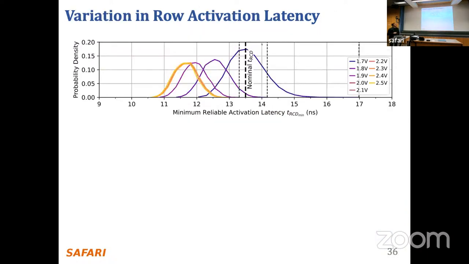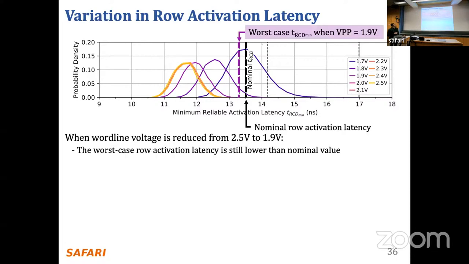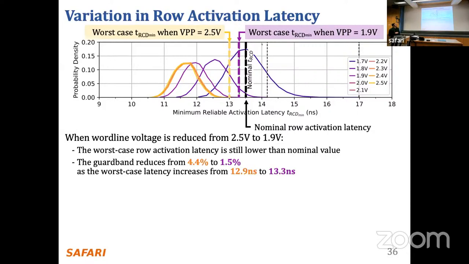And when we look at the simulation results, as a result of the Monte Carlo analysis, you see different values, a distribution of row activation latency across different iterations with the variation. And we marked the nominal row activation latency here as the dashed black one. And you see that the worst case tRCD when VPP is 1.9 volts falls into this level. And if you check that value at 2.5 volts, it's a bit lower than that, right?